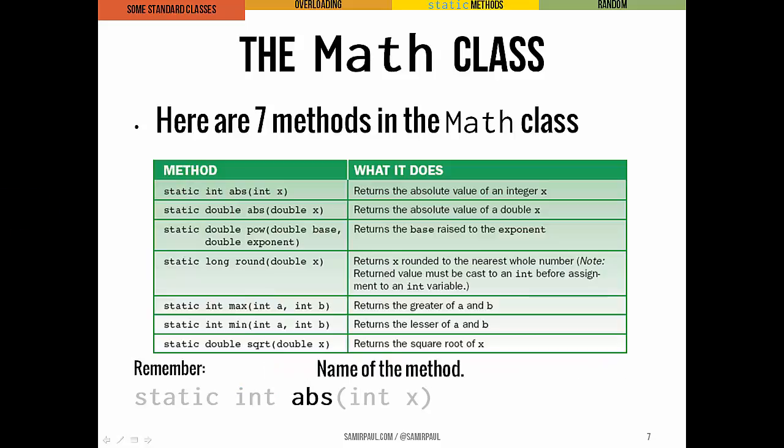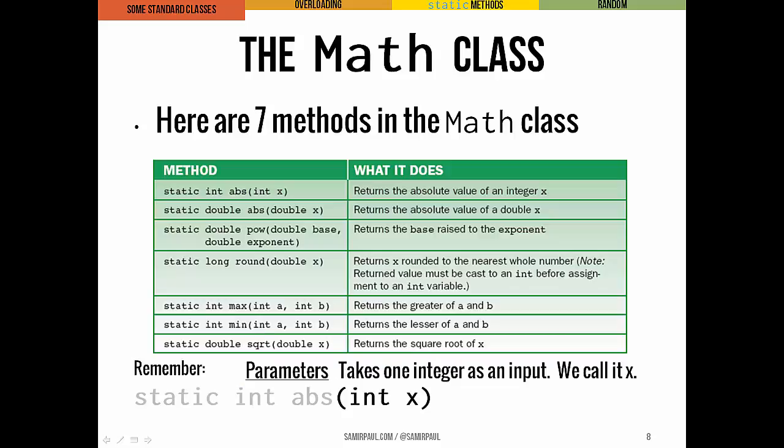Then we have the name of the method. So in this case, it's abs for absolute value. And finally, we have the parameters that it takes. So this absolute value method takes a single parameter, one integer, and we call it x.